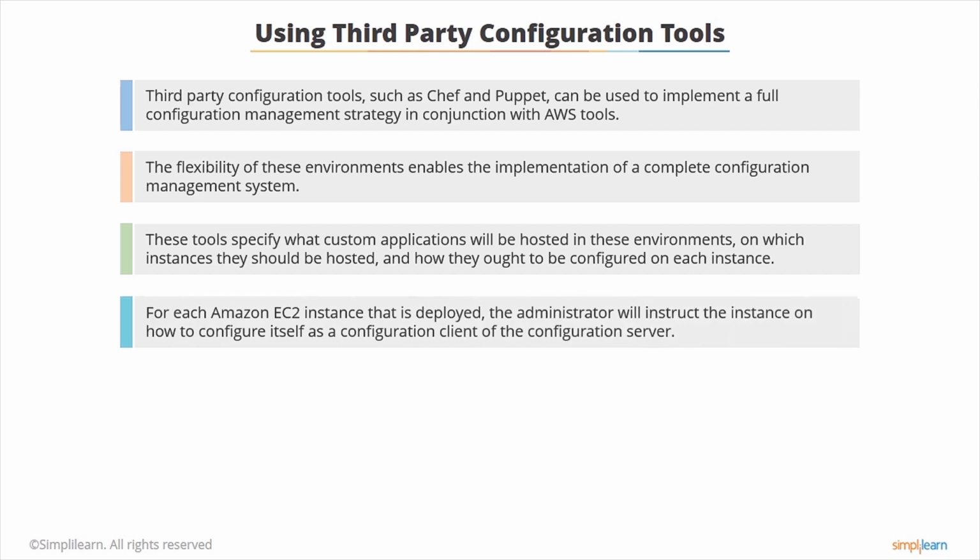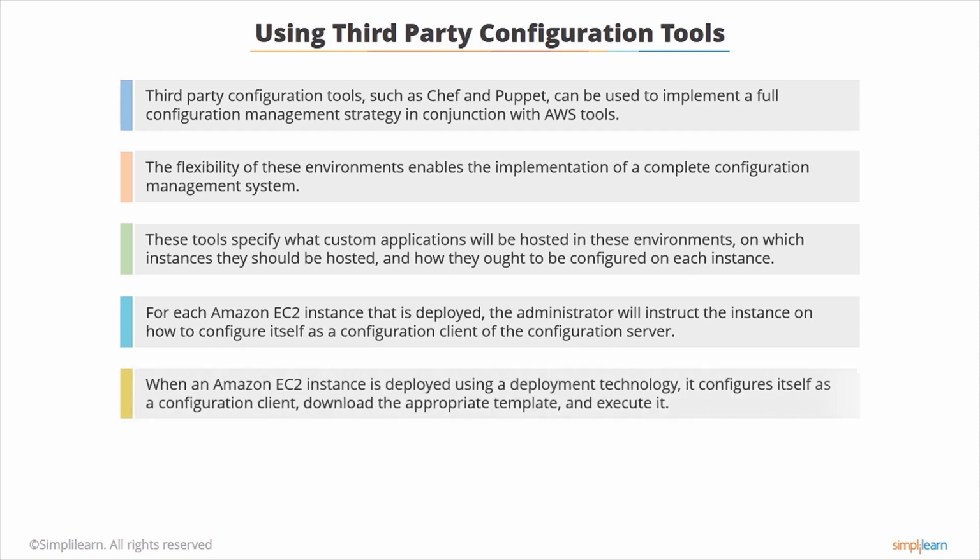For each Amazon EC2 instance that is deployed, the administrator will instruct the instance on how to configure itself as a configuration client of the configuration server. The administrator will also supply the name of the templates to be downloaded and executed on that machine. When an Amazon EC2 instance is deployed using a deployment technology, such as a script or CloudFormation, it will configure itself as a configuration client, download the appropriate template, and execute it.